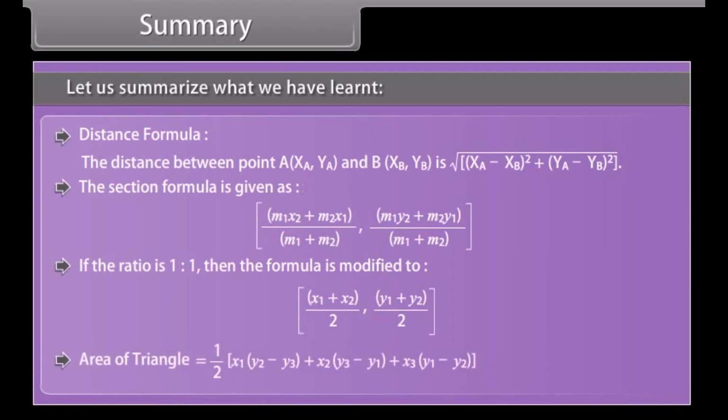Area of triangle is 1 by 2 into [x1 into (y2 minus y3) plus x2 into (y3 minus y1) plus x3 into (y1 minus y2)].